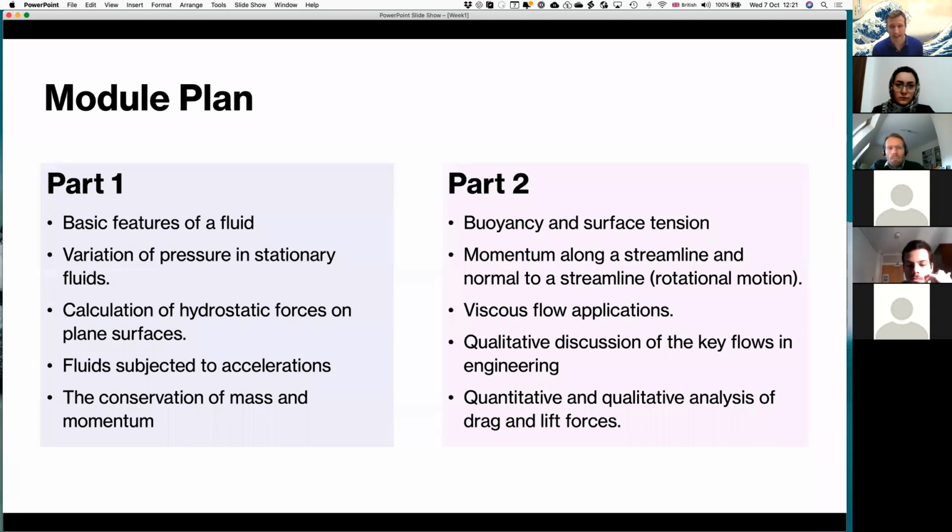It's a range of complex applications, and also start to discuss other areas of how we're going to use these equations in practice throughout the rest of the degree.